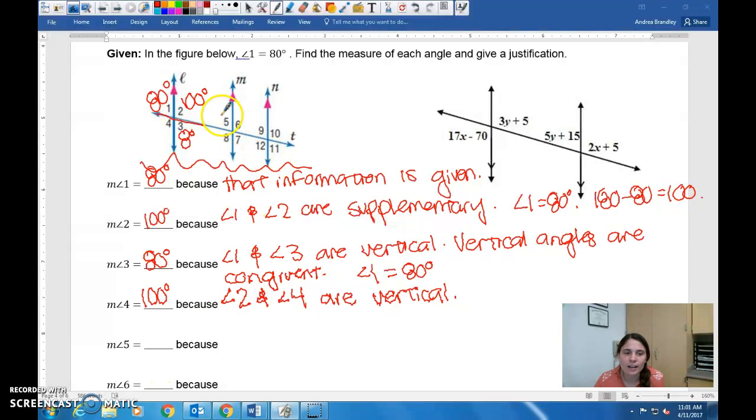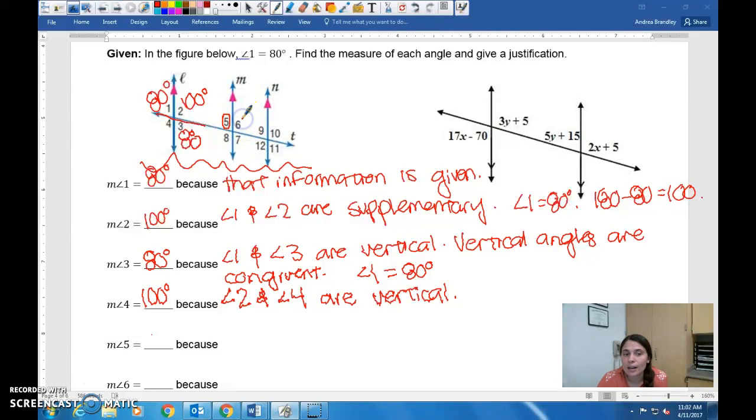Angle 5 is right here, and angle 5 is an alternate interior angle to angle 3, which should be 80 degrees. So alternate interior angles are congruent. I would say that the measure of angle 5 is 80 degrees, so I'd put 80 right here, because angle 3 and angle 5 are alternate interior angles. Alternate interior angles are congruent, and angle 3 is equal to 80 degrees.